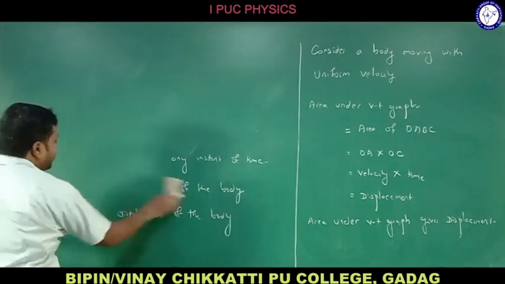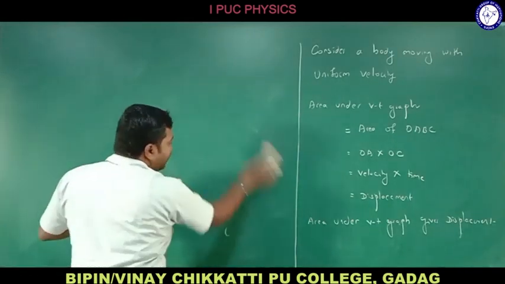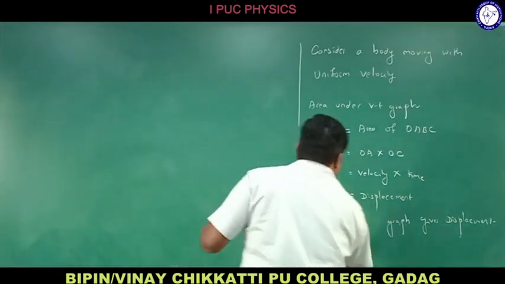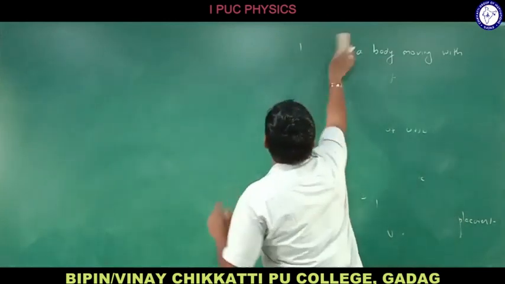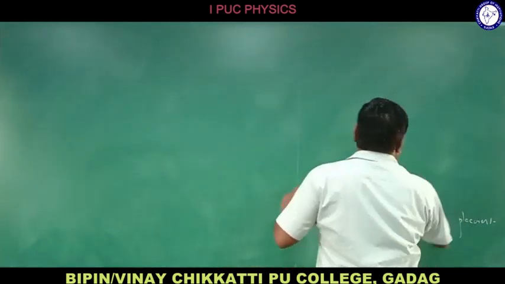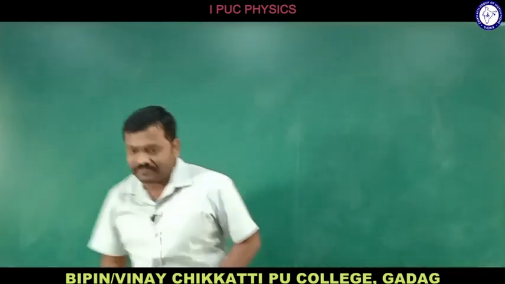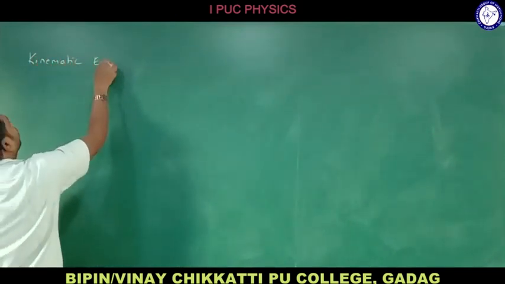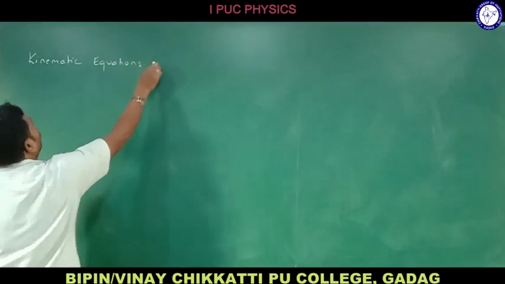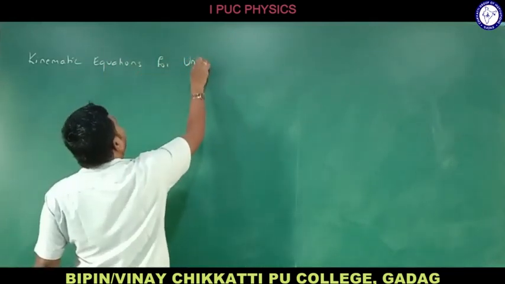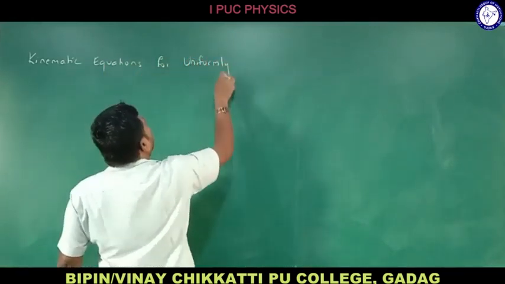Let me take kinematic equations and derive those equations using the VT graph. Kinematic equations for uniformly accelerated motion. Okay, the next concept is about kinematic equations for uniformly accelerated motion.